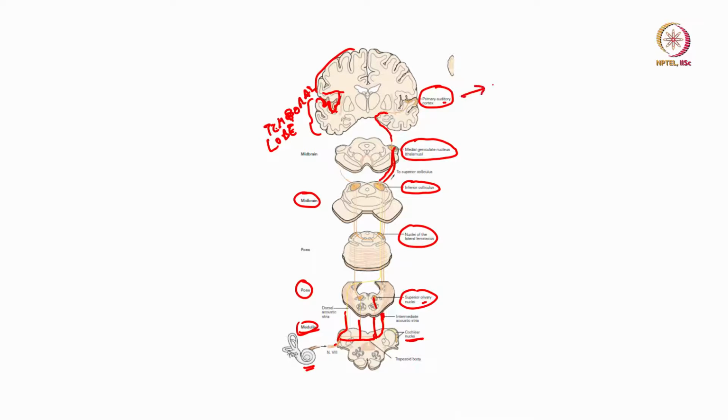From there it goes to secondary auditory cortex, which is somewhere in that location. Then it goes to Wernicke's. Wernicke's is basically speech. So that is the kind of pathway which is there.